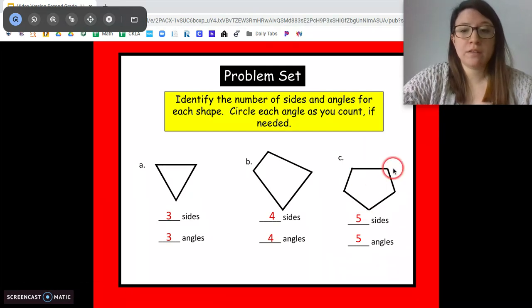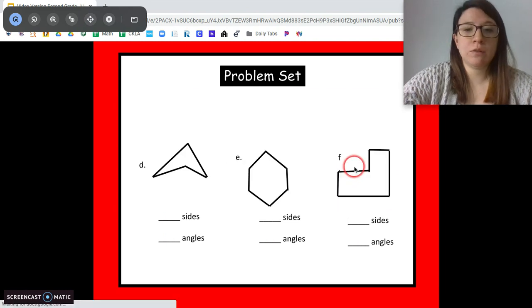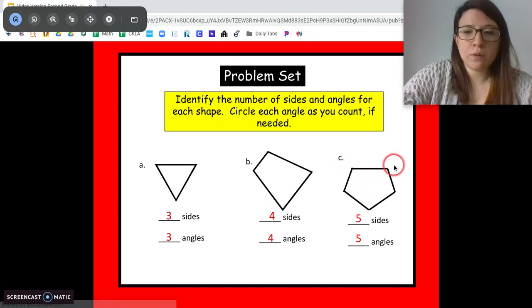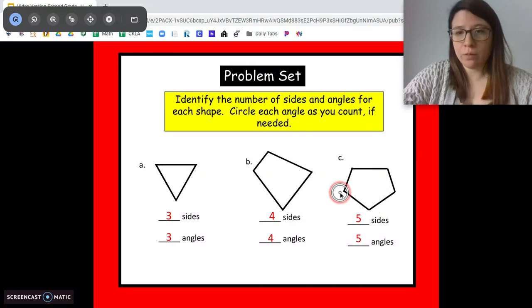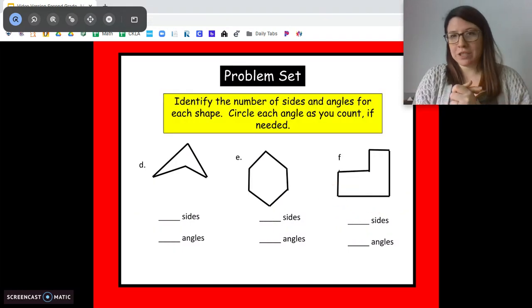So I could go 1, 2, 3, 4, 5. And then with the angles, I might draw a circle. 1, 2, 3, 4, 5. Just so I know where I started counting and finished counting.